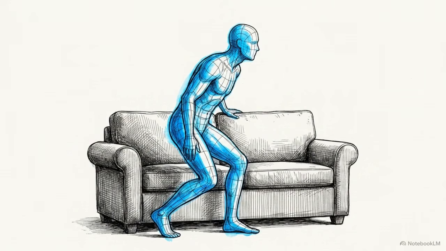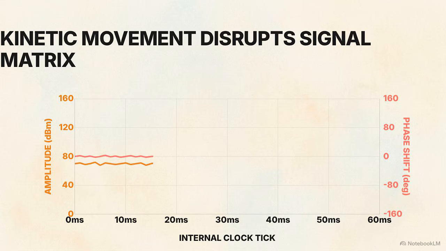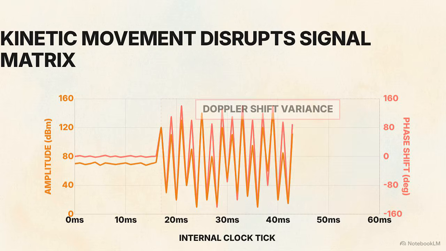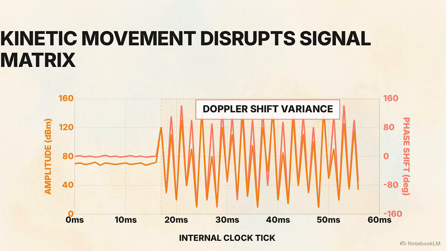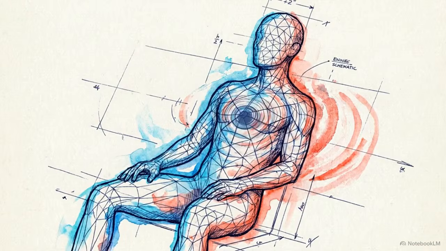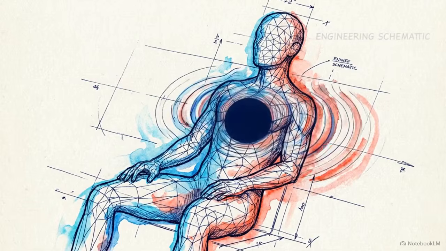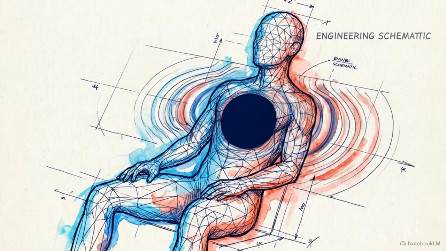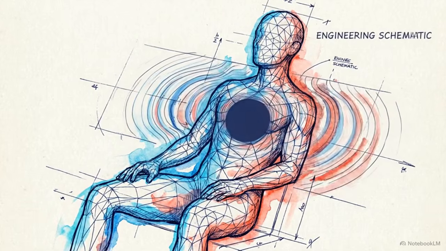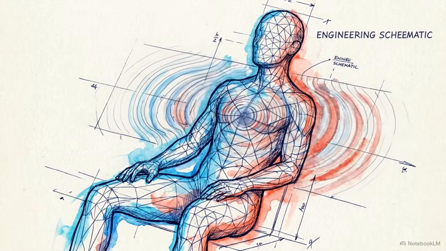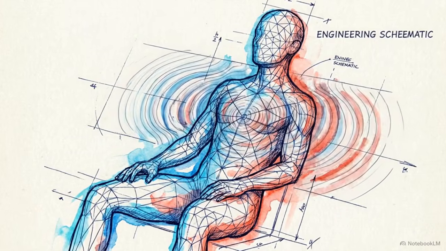When a subject walks across the room, transitions to a seated posture, or suffers a fall, their gross motor movements disrupt these paths, generating massive Doppler shifts and rapid variances in the amplitude and phase matrices. Even when perfectly motionless, micromovements, like the rhythmic expansion of the thoracic cavity during respiration, introduce subtle, periodic phase perturbations between 0.1 and 0.5 Hz.